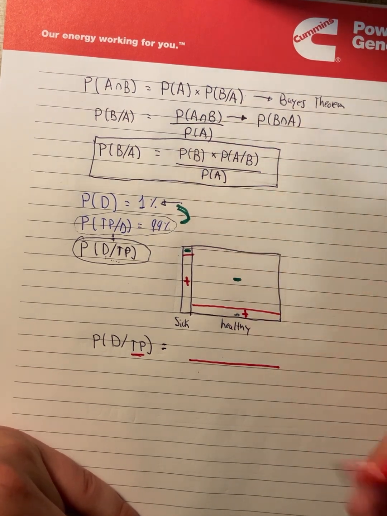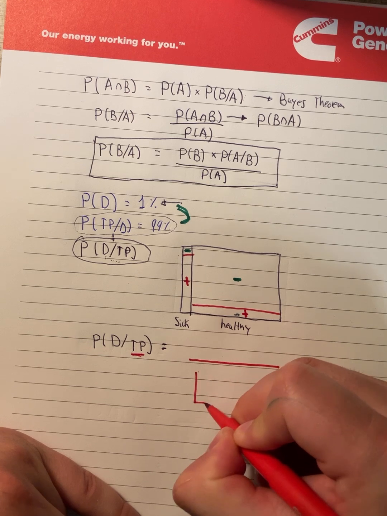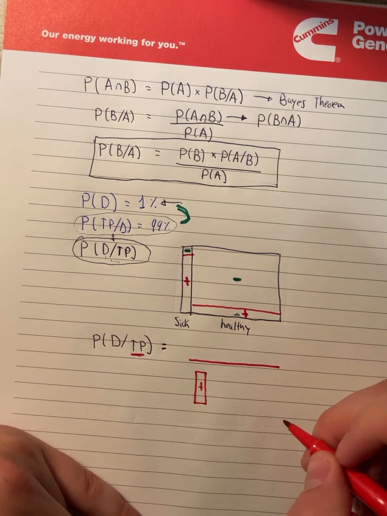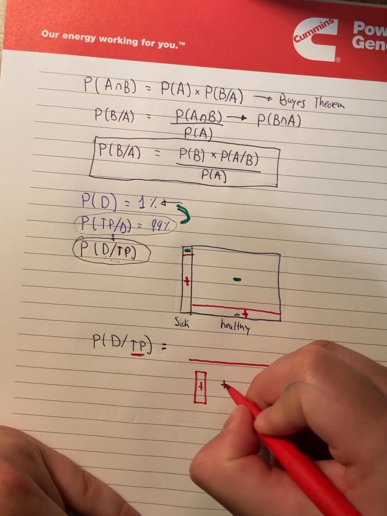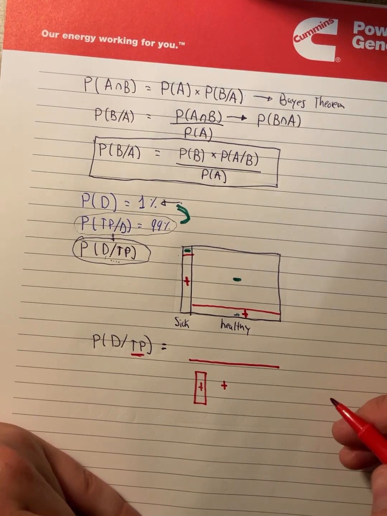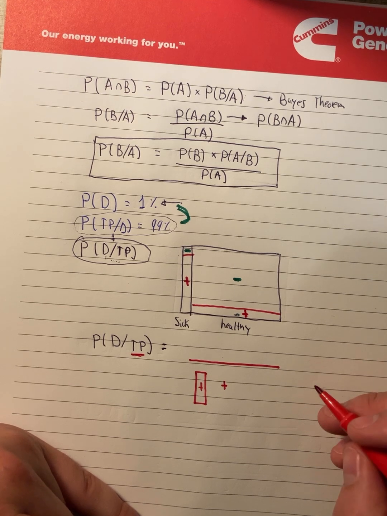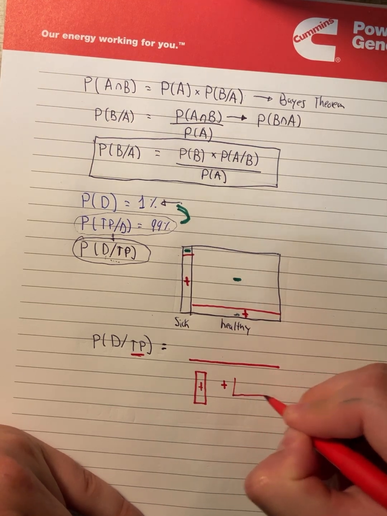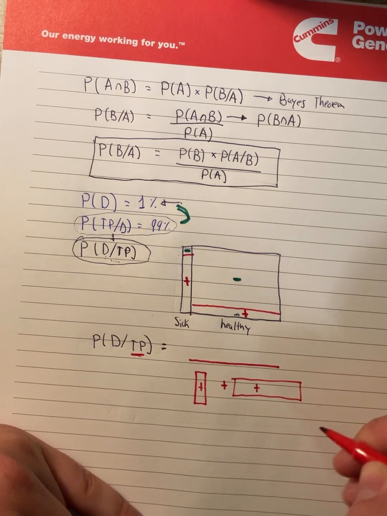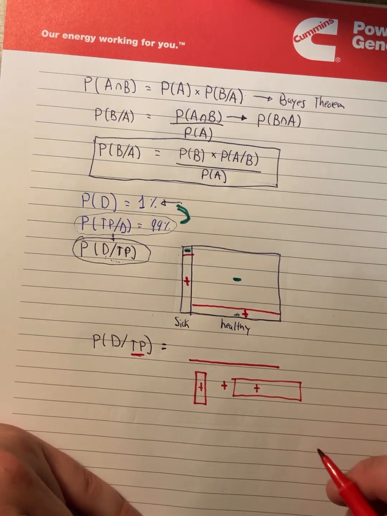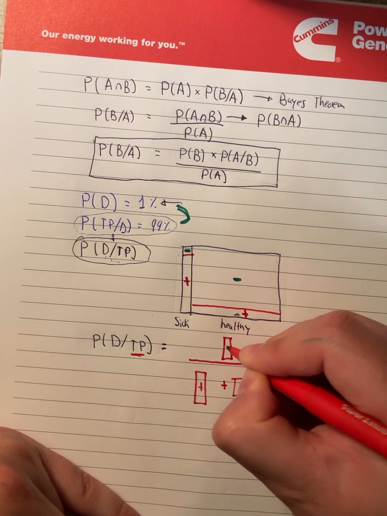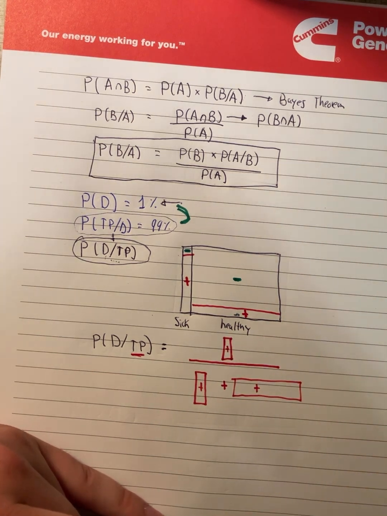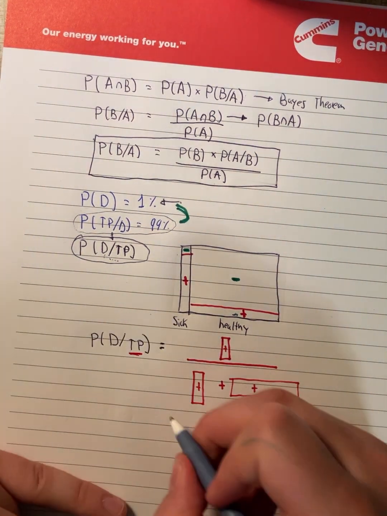Well, you have two options, right? The first option is that you actually have the disease and you tested positive. And the other option is that you're actually healthy, but you tested positive. The test made a mistake, right? And you're comparing that to the probability that you're actually sick and tested positive, which is the first rectangle here.